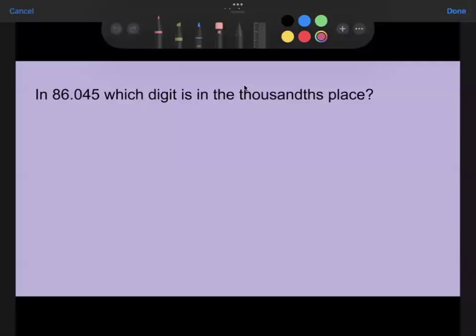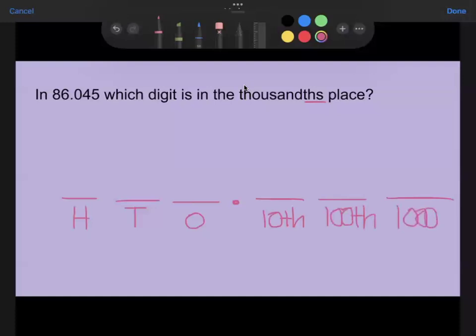Okay, here's our last example for today's video. In 86.045, which digit is in the thousandths place? So again, now this has got a TH, so we know they're asking about a decimal place value. So let's set up our chart. We're going to put the decimal here. I'm going to go ones, tens, hundreds out this way. And since there's not too many digits before the decimal, I think I can stop there. Then this way will be tenths, and then hundredths, and then thousandths out this way.